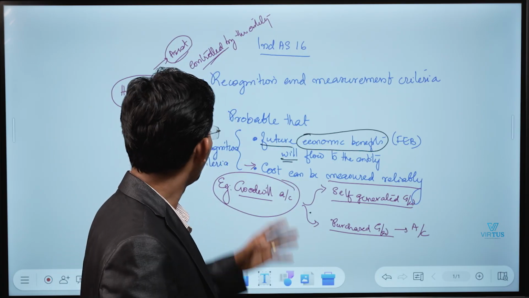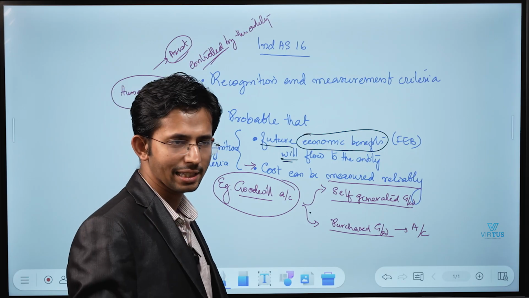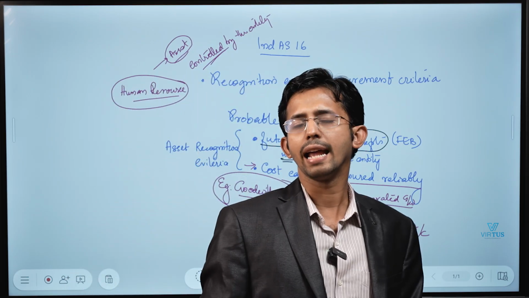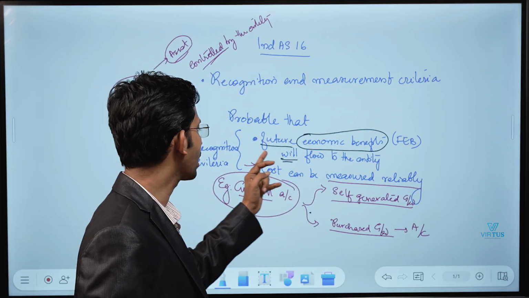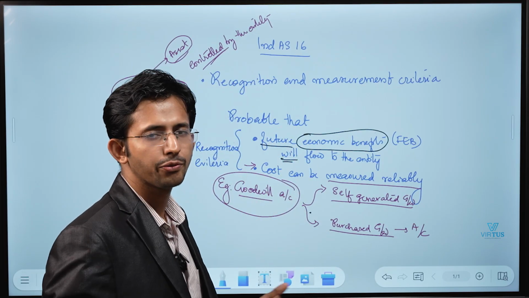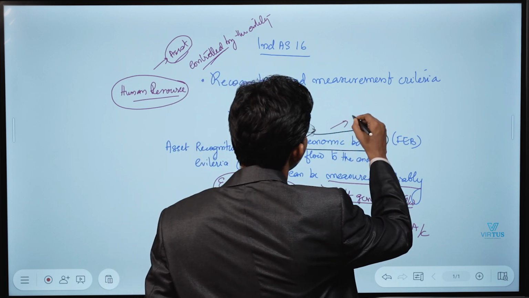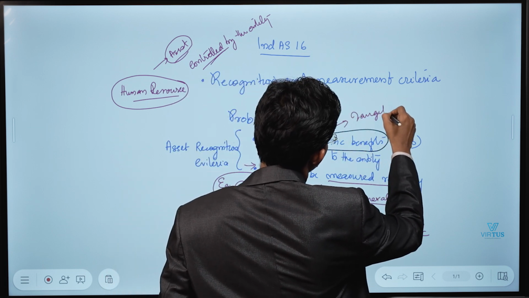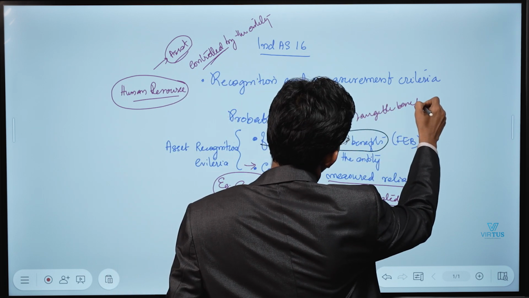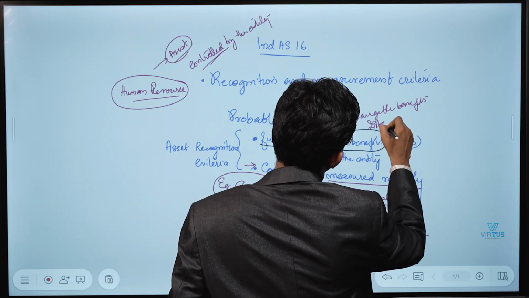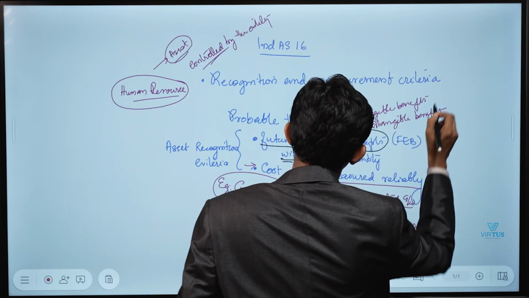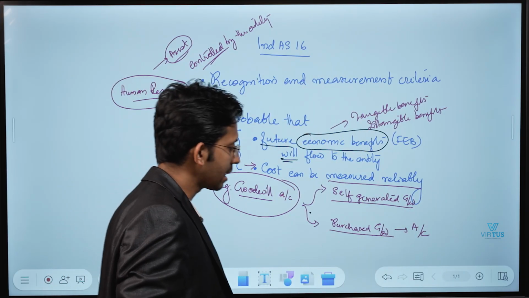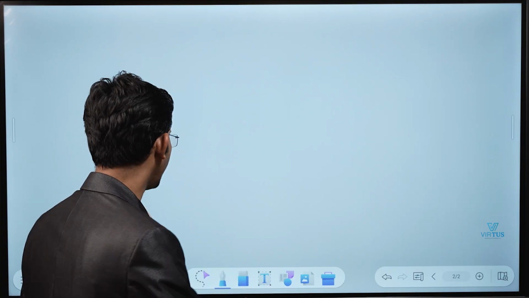Okay, so now coming back to Ind AS 16. In Ind AS 16, you can recognize an asset as property, plant and equipment only if it meets two criteria. One is that future economic benefits will flow to the entity, and these future economic benefits could be tangible or intangible. And the second one, the cost can be measured reliably. I hope that is clear. So that is the criteria for recognition.